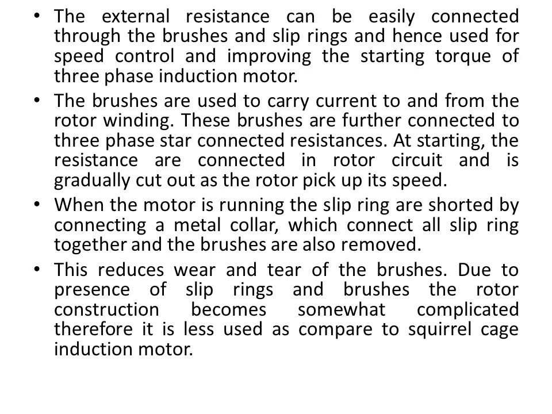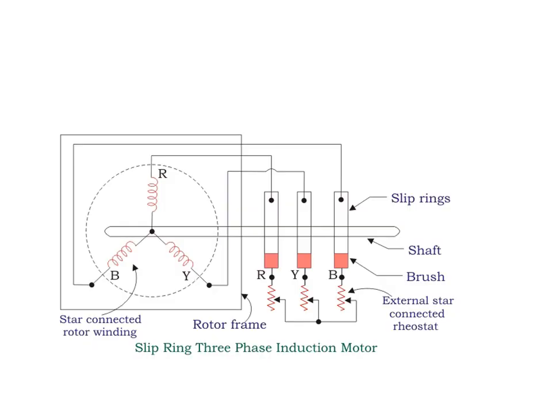So here, due to the presence of slip ring and brushes, rotor construction becomes somewhat complicated. Therefore, it is less used as compared to the squirrel cage induction motor. So these are the two types of rotor: slip ring induction motor, which has a phase wound rotor, and squirrel cage rotor. Here the rotor as well as the stator has three sets of winding, which is connected to slip rings and brushes to the external load.